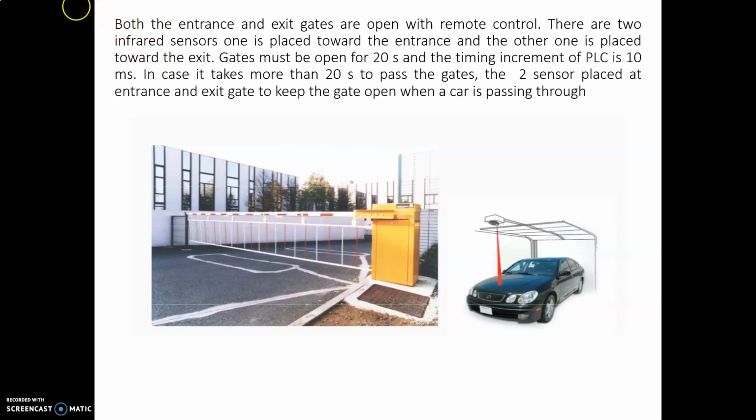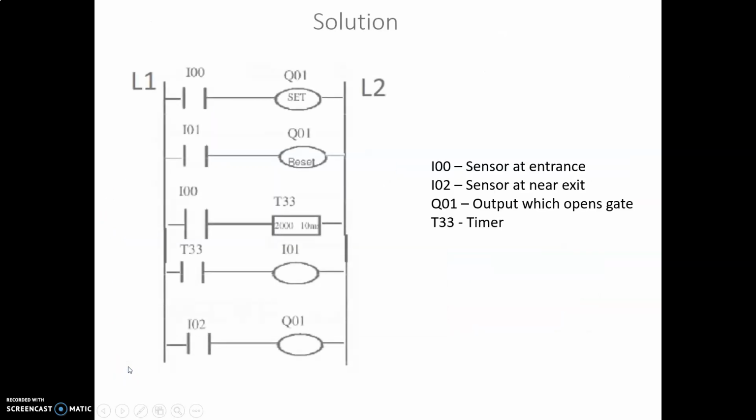The second condition is that even if it takes more than 20 seconds to pass the gate, the two sensors placed at the entrance and the exit should help us solve this problem. It means we have to make sure that if, for some reason, the vehicle is not able to pass within these 20 seconds, the gate doesn't get closed. The gate should remain open. So considering these two conditions, we now have to go for the ladder logic diagram. Let's go into the next part.